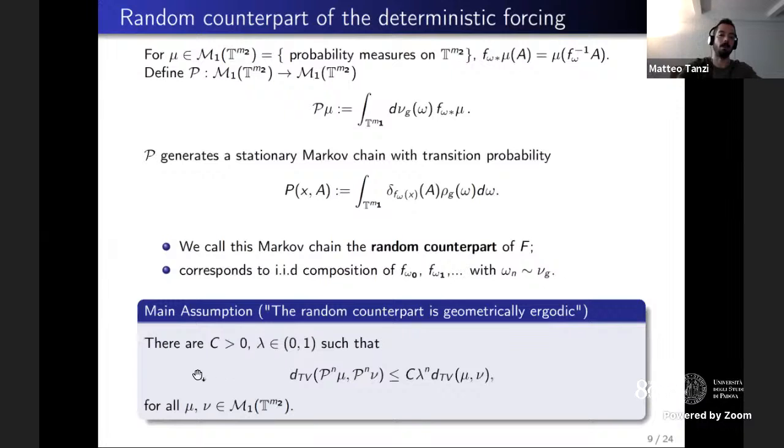And I write this by assuming that there is this C and this lambda, such that if I start from two probability measures mu and nu, and I evolve these probability measures according to the random counterpart, then this is less or equal than C lambda to the n. Excuse me, Matteo, can you just recall what is rho G in the definition of EXA? Yes, rho G is the density for the measure nu G. So I could have written this just as d nu G of omega. Okay, thank you. So this is the main assumption.